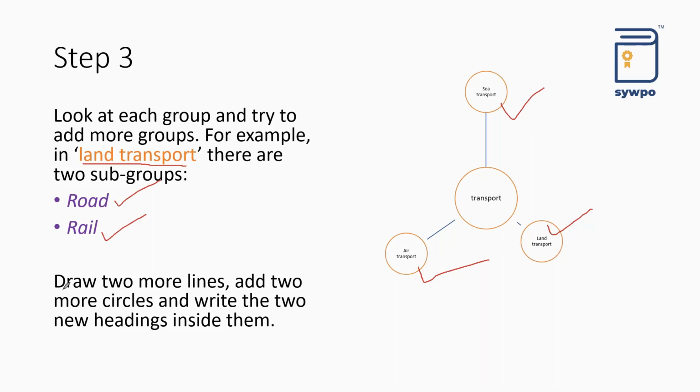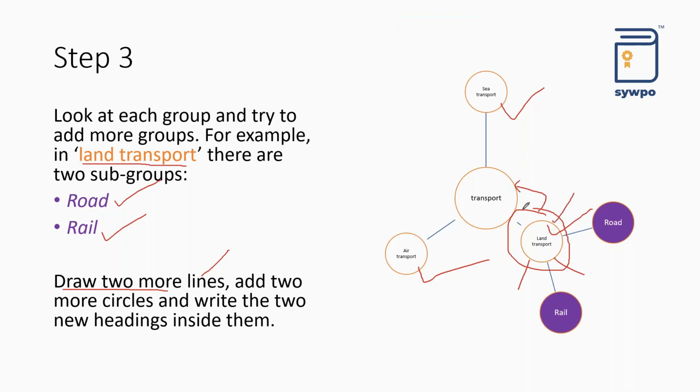So what I should do is draw 2 lines because I have 2 ideas now. So I'm going to draw 2 lines here. I'm going to show you what is happening as I do this. So what happens, you draw 2 lines, line number 1 and line number 2, and then you draw the circle outward away from the land transport bubble, and then write the ideas inside them. So you have road, you have rail, which are related to transport, but which are related more to land transport, and land transport is more related to transport.